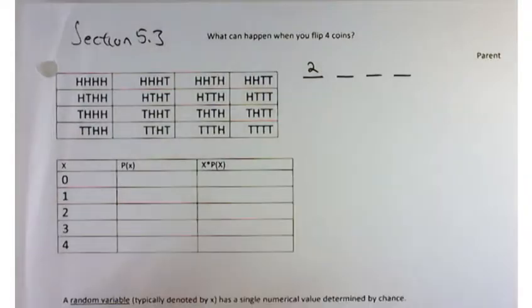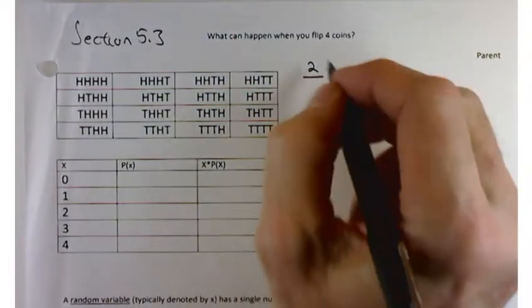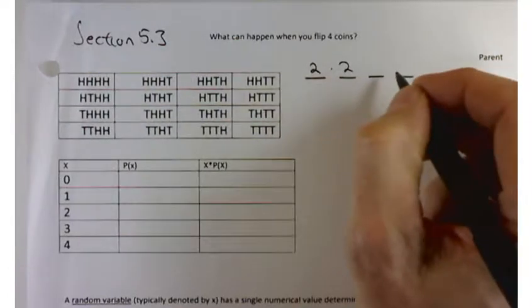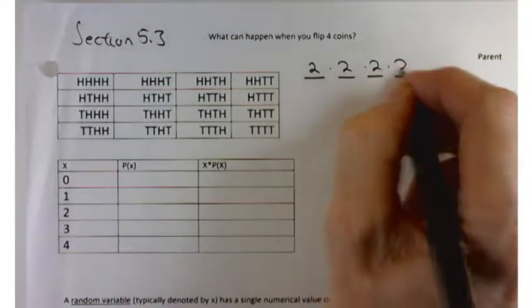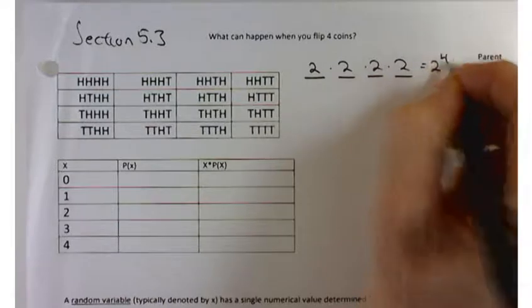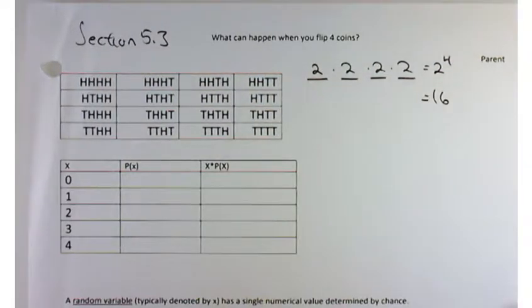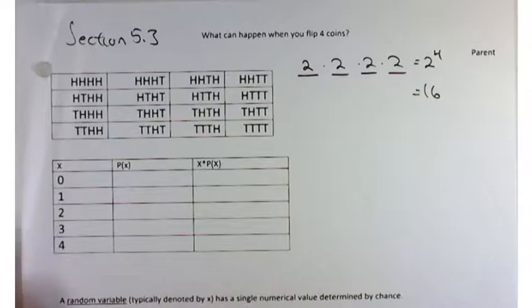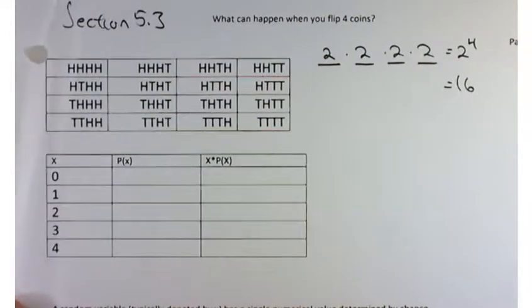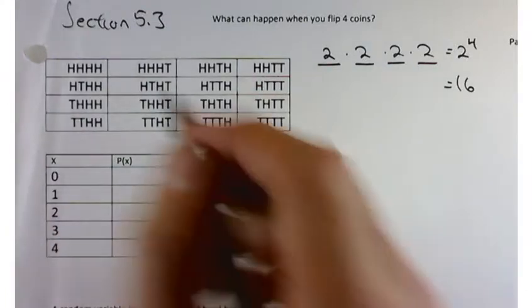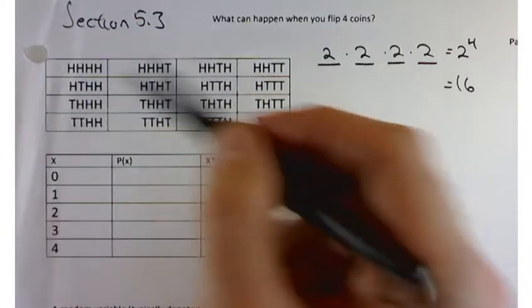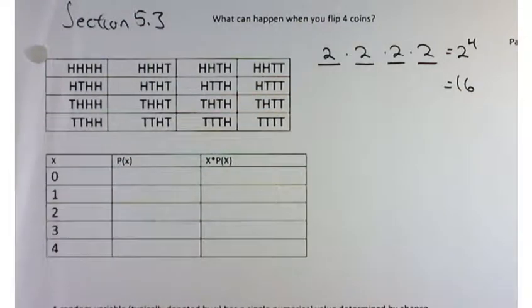There are 2 things that can happen on the first flip, times 2 more that can happen on the second flip, and so on. So you're going to get 2 to the 4th, or 16 different possible events. And I've listed them out here for you, all the different possible events. Now what's true about this sample space is that all the events are equally likely. So I can use that to help calculate some probabilities.